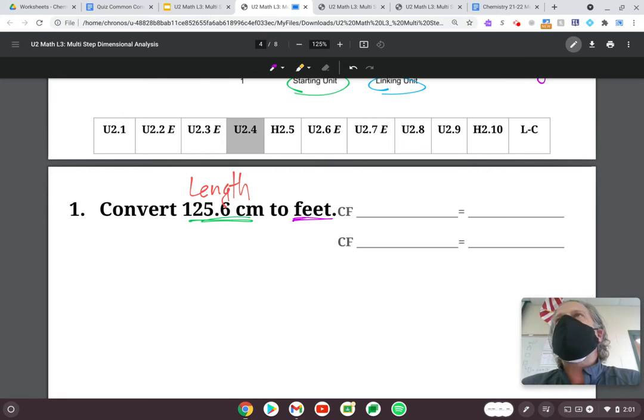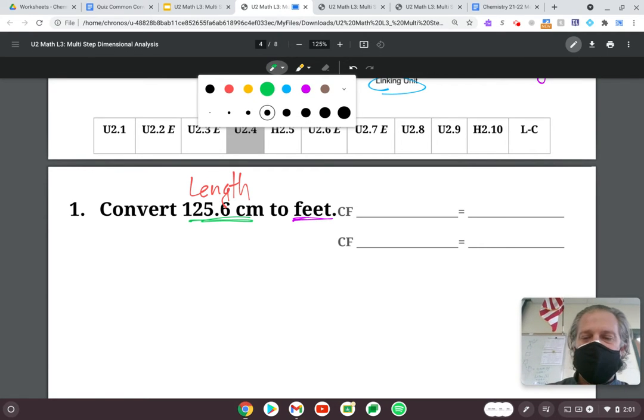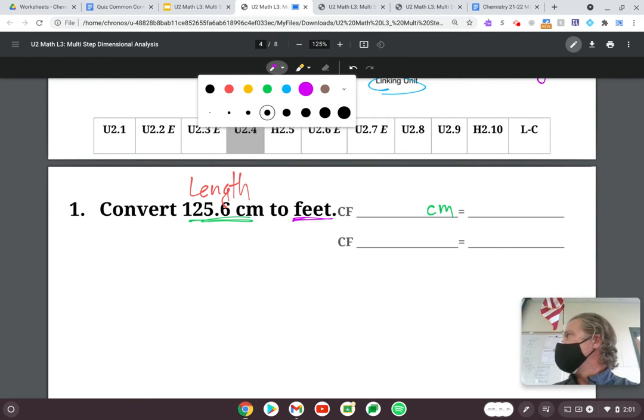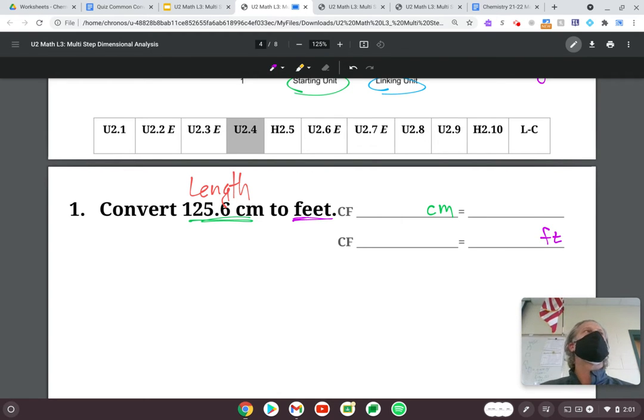So if I'm going to go from centimeters to feet, when I set this up, my conversion factor, I can't go centimeters directly to feet. I'm going to go from centimeters to something to feet, okay? And so what I have to do is figure out what's going to link those two things together.